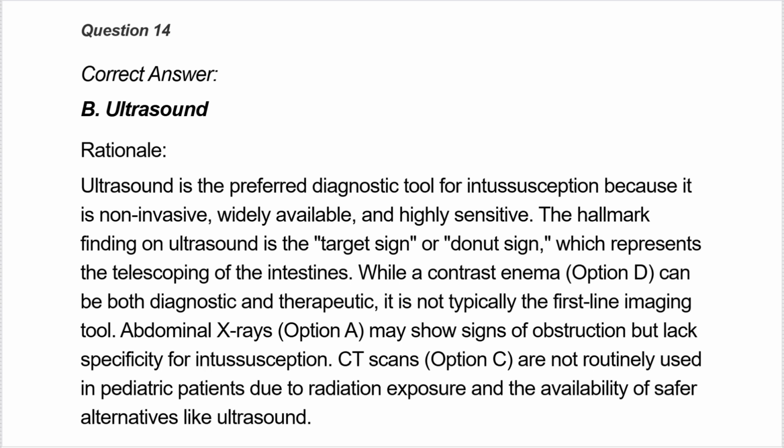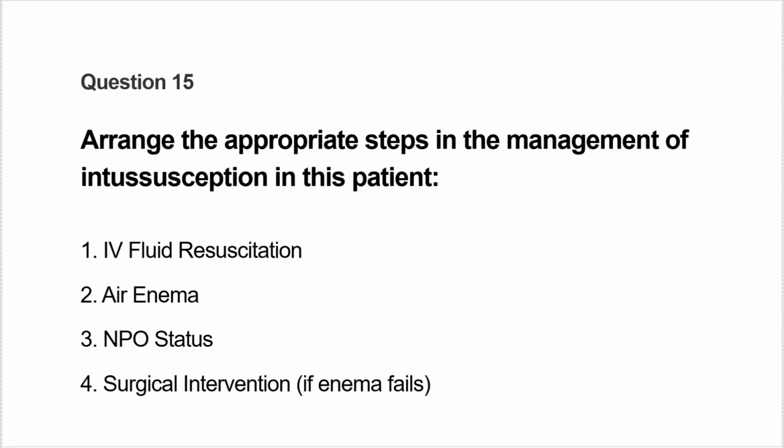Abdominal X-rays, option A, may show signs of obstruction but lack specificity for intussusception. CT scans, option C, are not routinely used in pediatric patients due to radiation exposure and the availability of safer alternatives like ultrasound. Question 15.